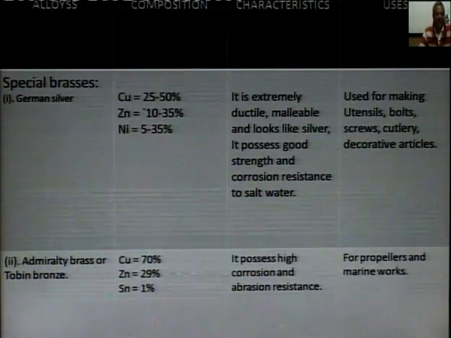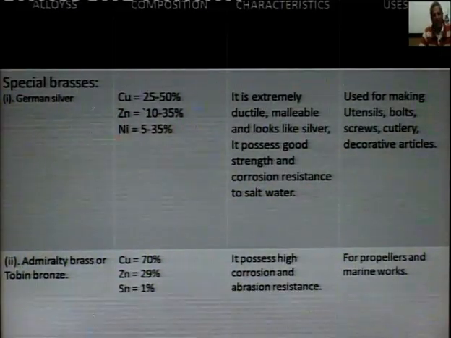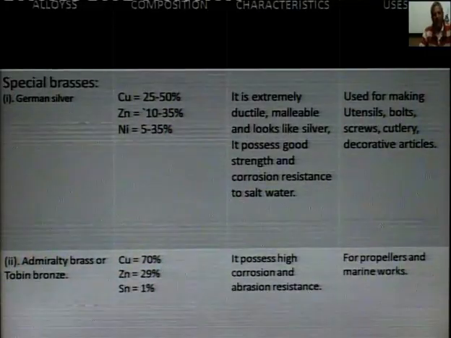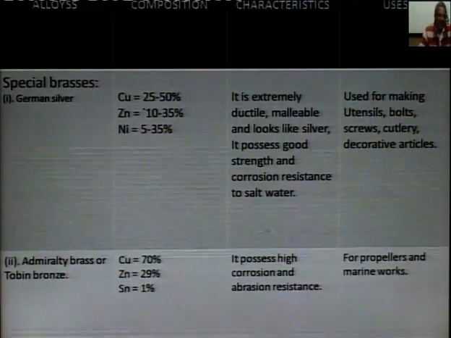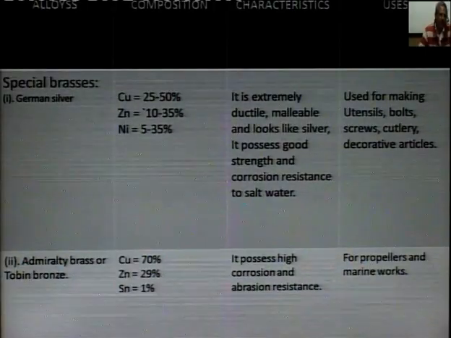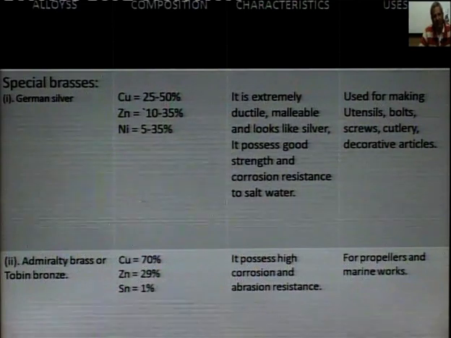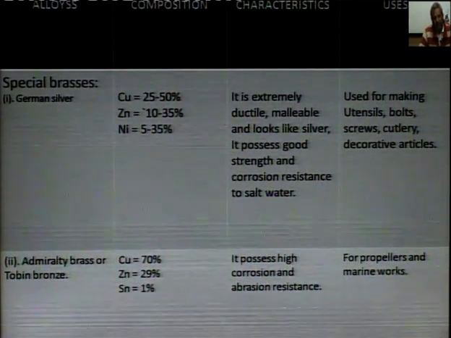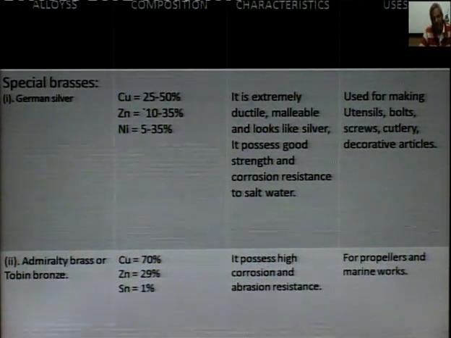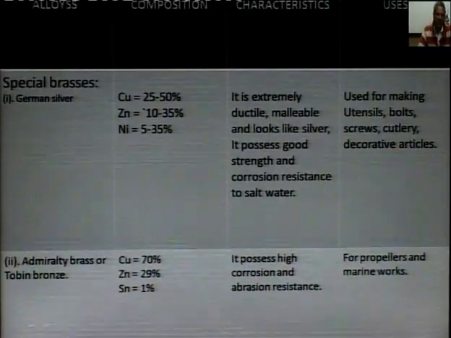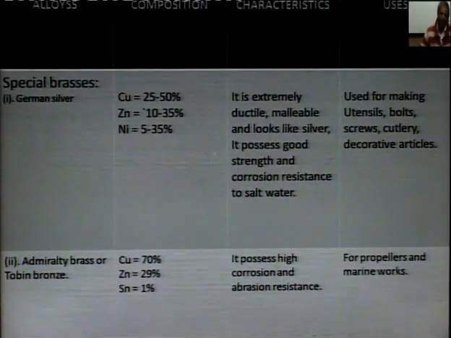Similarly, brass or Tobin bronze has constituents copper 70%, zinc 29%, and tin 1%. It possesses high corrosion and abrasion resistance. This is used for propellers and marine work.